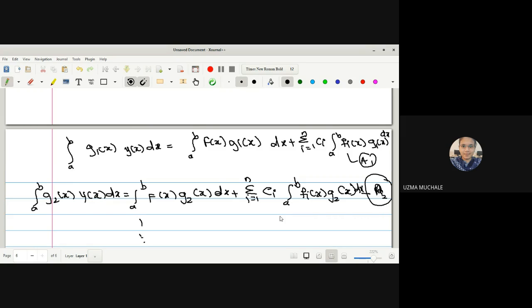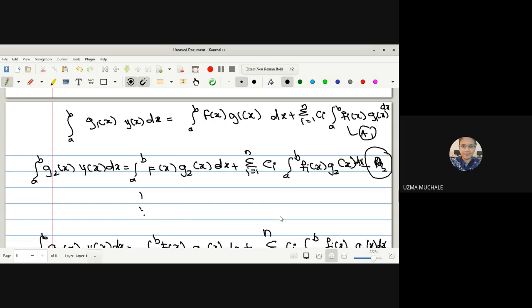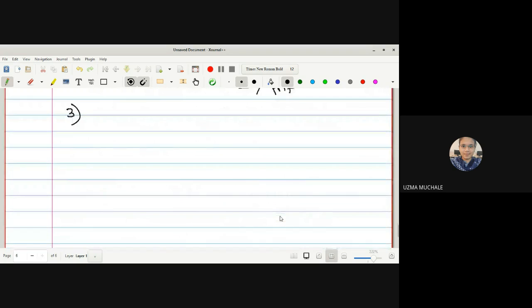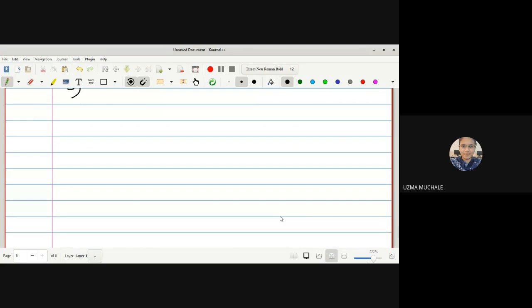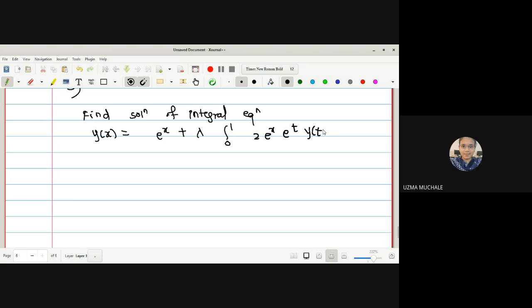Okay, if you are not having a doubt, let us solve an example. You have to solve it with me. See, why I am taking 2 lectures is because I have to cover the numerical analysis also. Find the solution of the integral equation. Write the question. Find the solution of the integral equation. y of x is equal to e raised to x plus lambda integration 0 to 1 of 2 e raised to x e raised to t y of t dt.